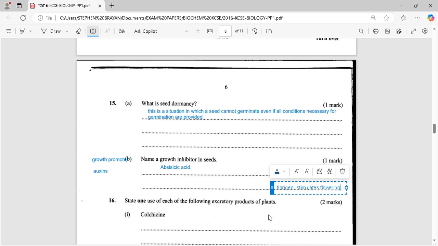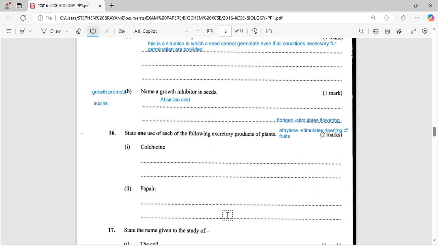And then there is also another hormone which is called ethylene, which stimulates ripening of fruits. That is very important. Kindly note that.